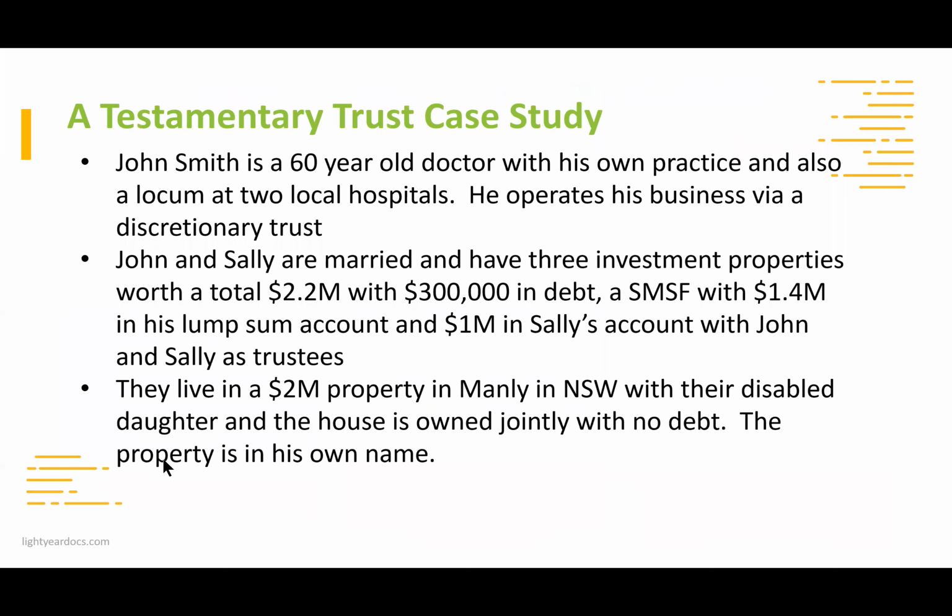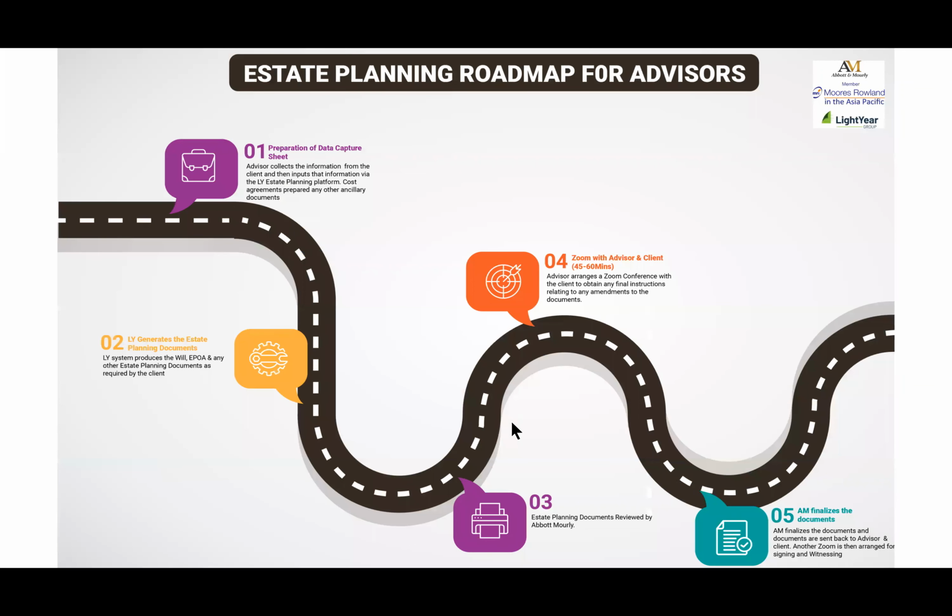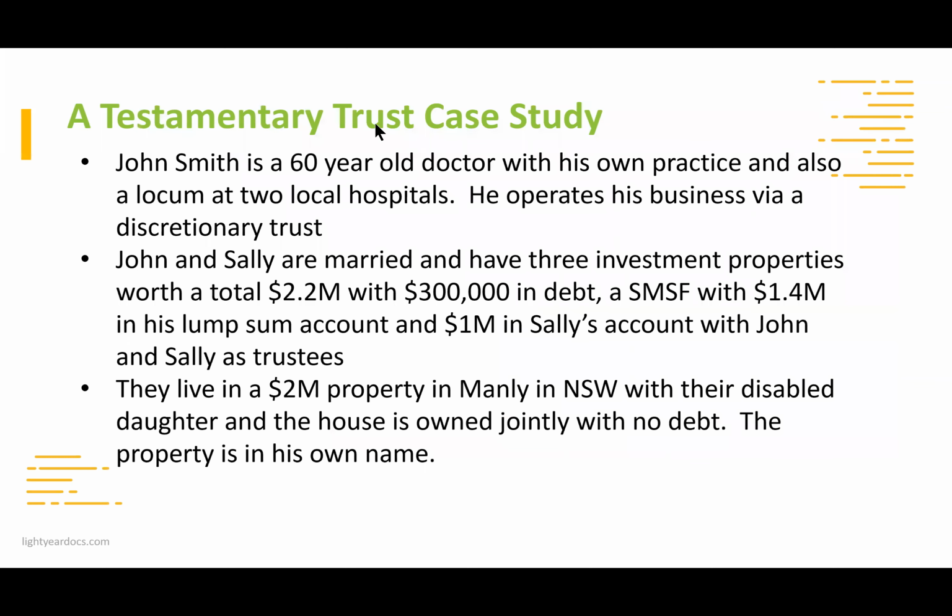Okay, let's go down and have a look at, there's your roadmap. You've all seen that. Let's have a quick look at the Testamentary Trust. So I've got John Smith, a 60-year-old doctor with his own practice and also a locum at 2 local hospitals. He operates his business via a discretionary trust. So this again was in our 4-hour session we did a couple of weeks ago, and I'll show you where that is a little bit later on.